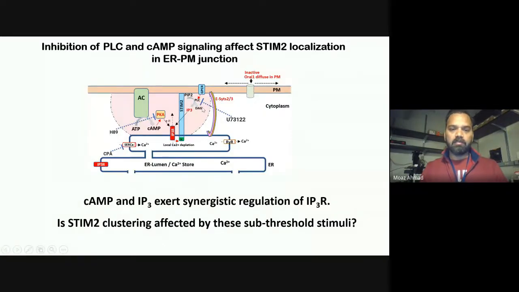With these findings, basically what we conclude is that under the basal condition, both the PLC-IP3 signaling pathway and the cyclic AMP pathway are very critical in determining the IP3 basal activity. So David Yule's lab and others have already reported that there is a synergy between these two pathways. And so we questioned what happens to the Stim2 clustering when we treat the cells with subthreshold stimuli, and how it regulates downstream functions.